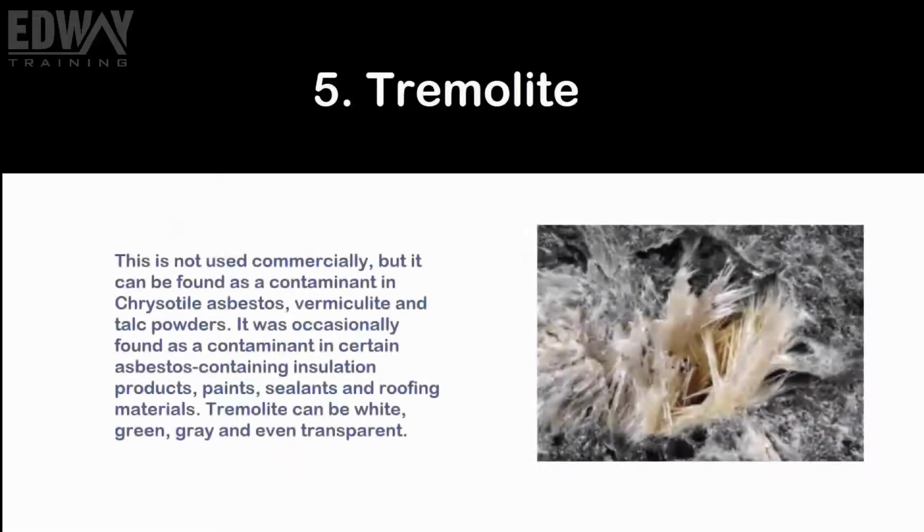Tremolite. This is not used commercially, but it can be found as a contaminant in chrysotile asbestos, vermiculite and talc powders. It was occasionally found as a contaminant in certain asbestos-containing insulation products, paints, sealants and roofing materials. Tremolite can be white, green, grey and even transparent.